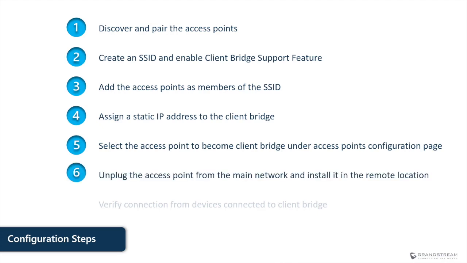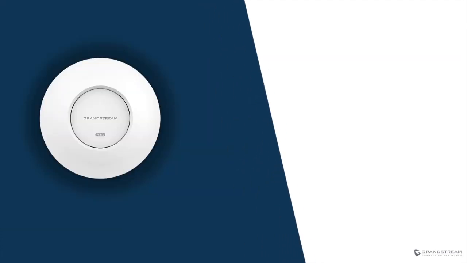Once the provisioning and the configuration is complete, you simply unplug the client bridge from the main network and install it in the remote location. Once installed, verify connection from devices connected to the client bridge. So now let's go ahead and log into the web interface of the built-in controller of one of the access points and set up a wireless bridge between two access points and verify the connection between them.